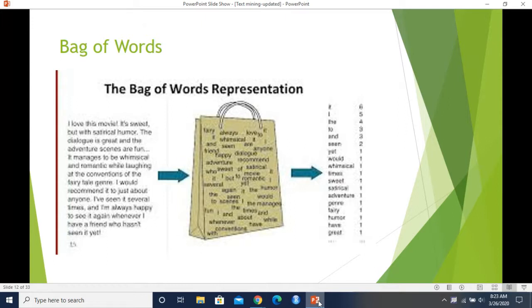A bag of words model, or BOW for short, is a way of extracting features from text for use in modeling, such as with machine learning algorithms. The approach is very simple and flexible, and can be used in a myriad of ways for extracting features from documents. A bag of words is a representation of text that describes the occurrence of words within a document. It involves two things: a vocabulary of known words and a measure of presence of known words.